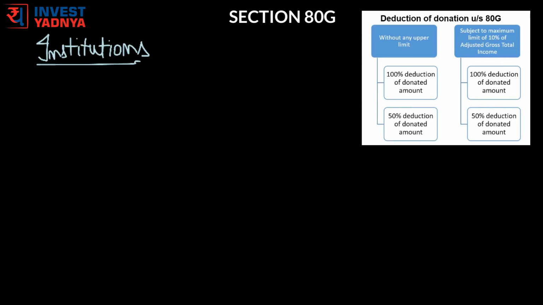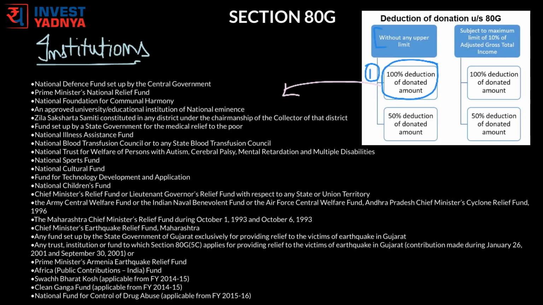Now let's see the institutions which fall under these four categories. First is donations eligible for 100% deduction without any qualifying limit. So if you donate to these institutions, you will get 100% deduction and there is no upper limit. So even if you have a salary or adjusted gross total income of rupees 10 lakhs in a year and you donated all rupees 10 lakhs to these institutions, then you will get a tax deduction of the complete rupees 10 lakhs.